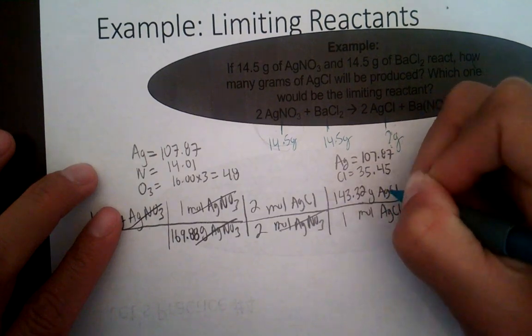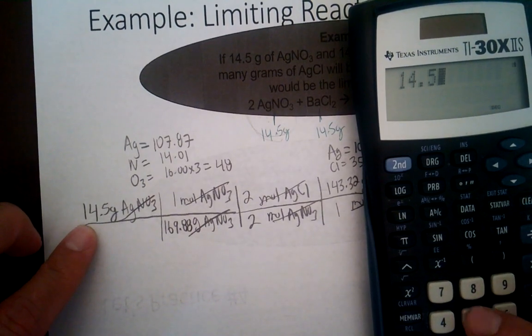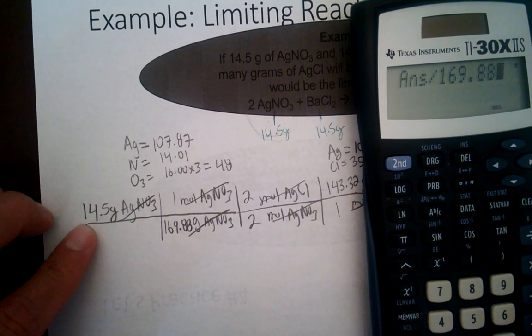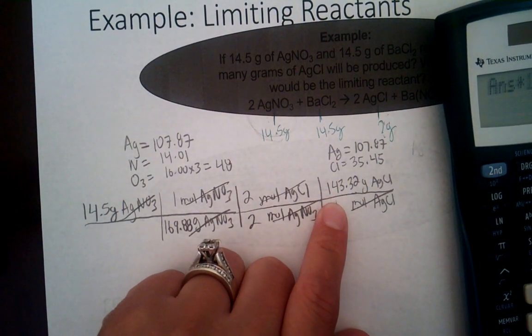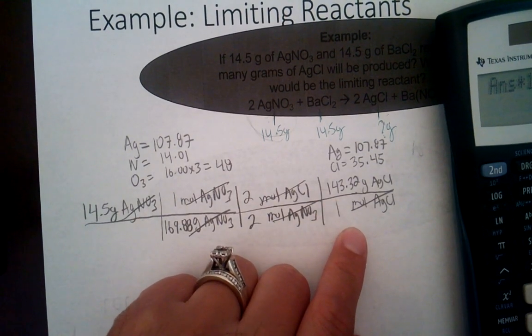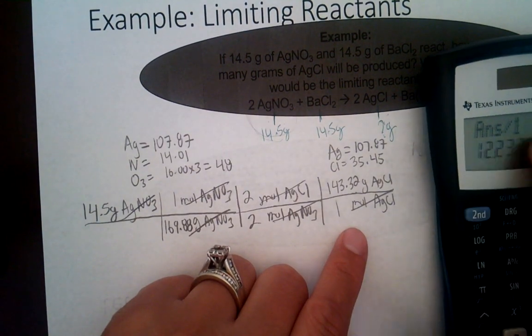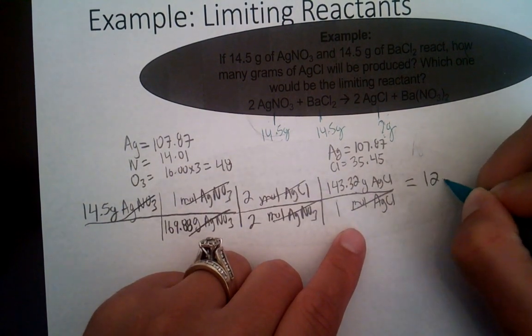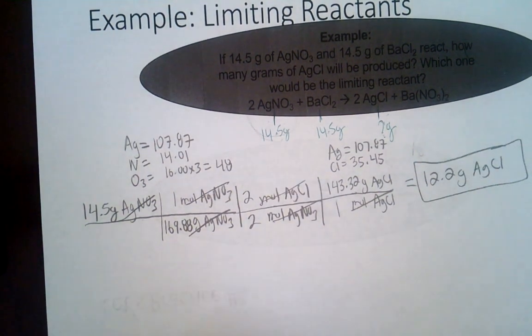That's grams of AgCl. Okay, and now you just put everything in your calculator. So you're going to start with 14.5 times 1 divided by 169.88 times 2 divided by 2, times 143.32, divided by 1. And you should get 12.2, and then you get more numbers. Remember, you only want to round it to 3 sig figs, so we're just going to leave it at 12.2 grams of AgCl. Now, ladies and gentlemen, you are not done.